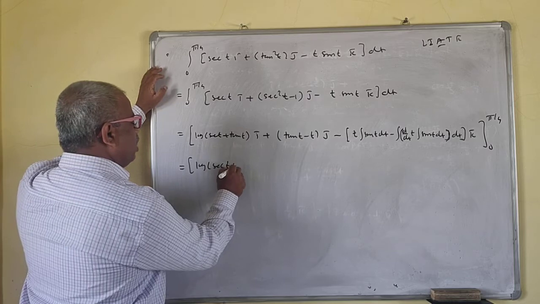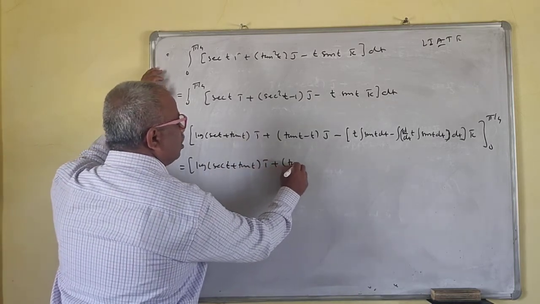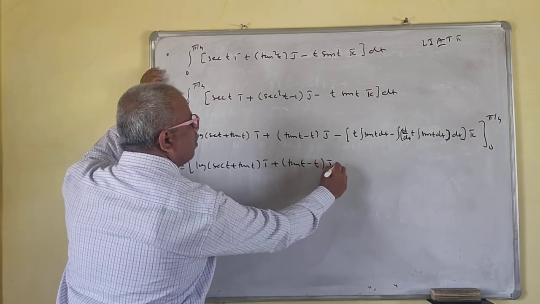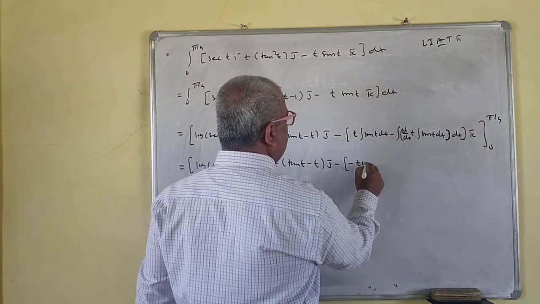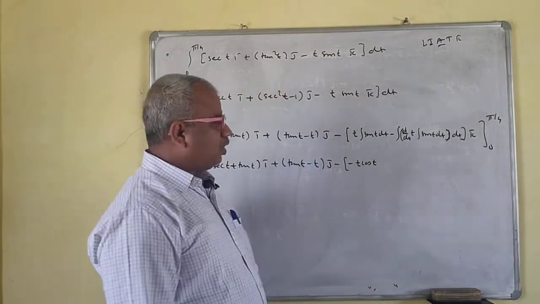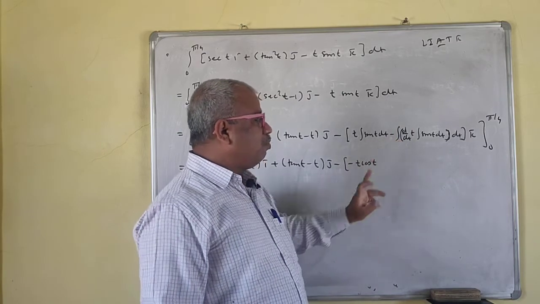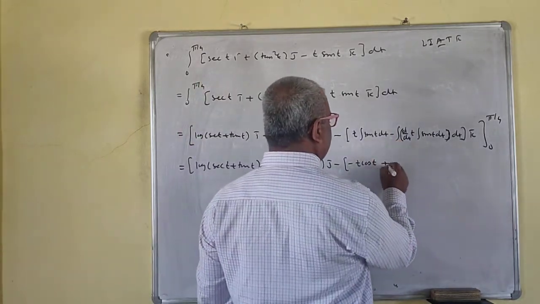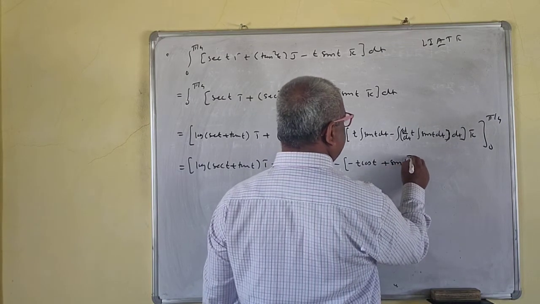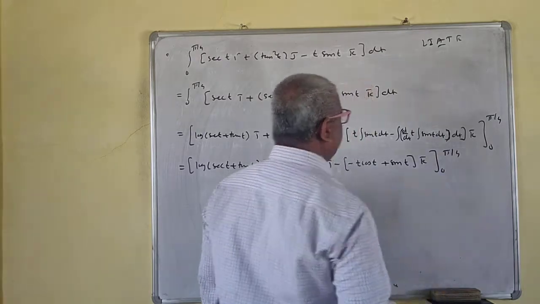Okay. Sec t plus tan t i bar plus tan t minus t j bar minus. Okay. So this is minus, so minus t cos t. This is minus, but integration of sin t is minus cos, so minus becomes plus. Integration of cos is sin. Okay. So plus sine of t k bar, from 0 to pi by 4.